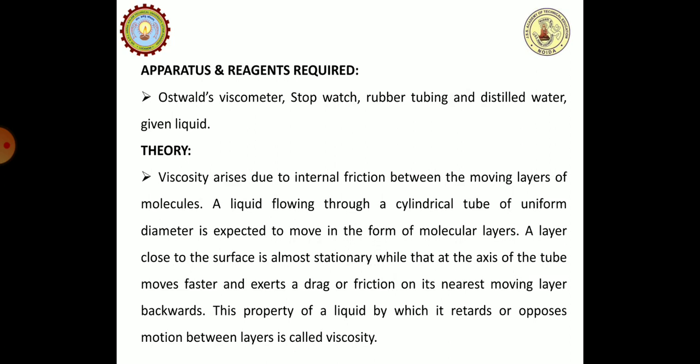A liquid flowing through a cylindrical tube of uniform diameter is expected to move in the form of molecular layers. The layer close to the surface is almost stationary, while the layer at the axis of the tube moves faster and exerts a drag or friction on its nearest moving layer backwards. These are the properties of a liquid by which it retards or opposes motion between the layers.